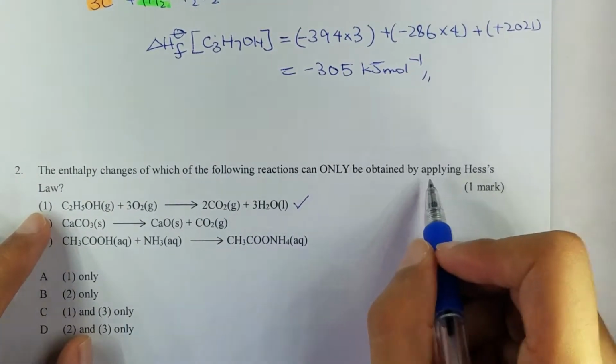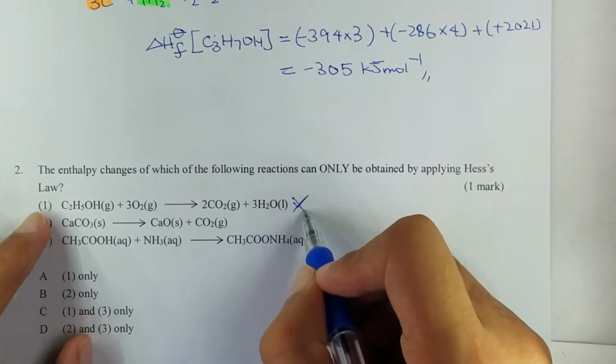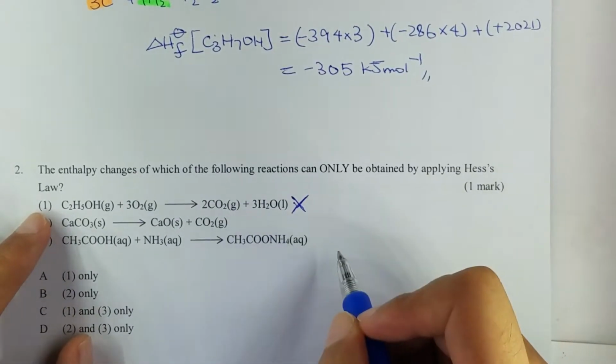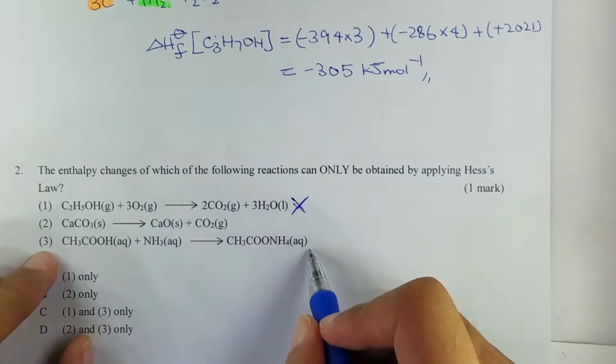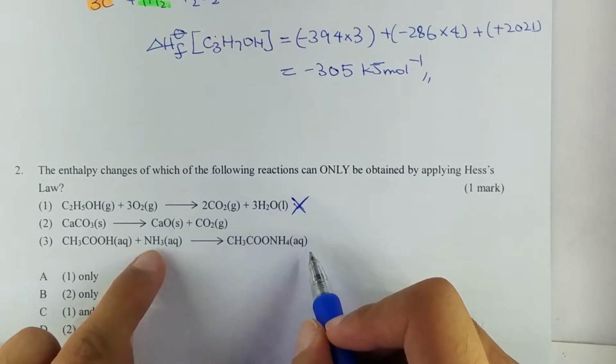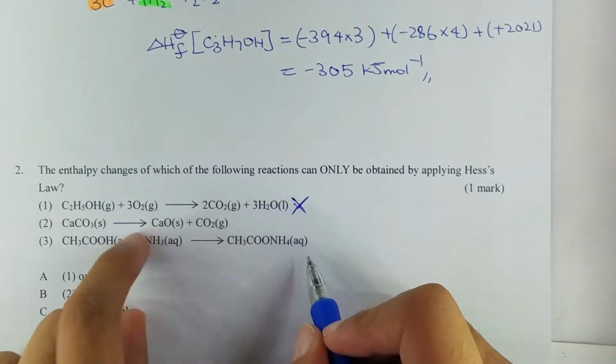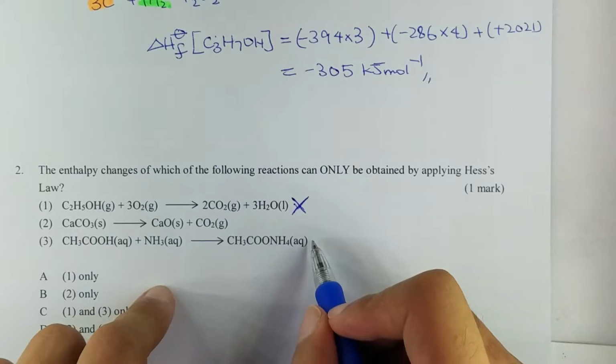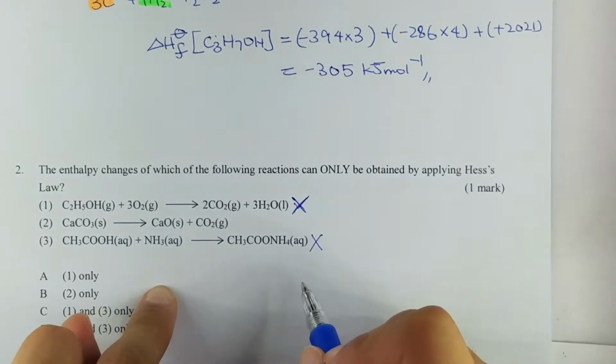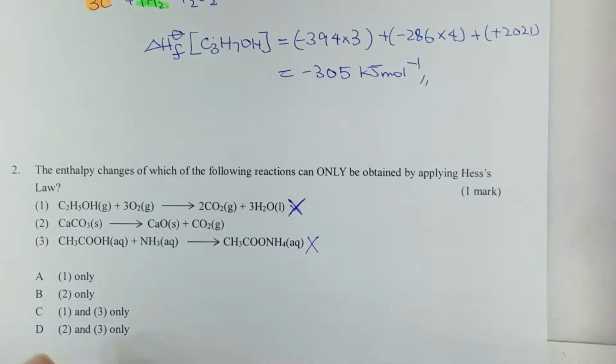So can we apply Hess's law here? No. We cannot apply Hess's law here because it's directly from experiment. Now let's look at this one. This one is acid plus alkali equals salt, and again, this one is neutralization. So again, it can be done in experiment directly, so we don't have to have multiple steps.